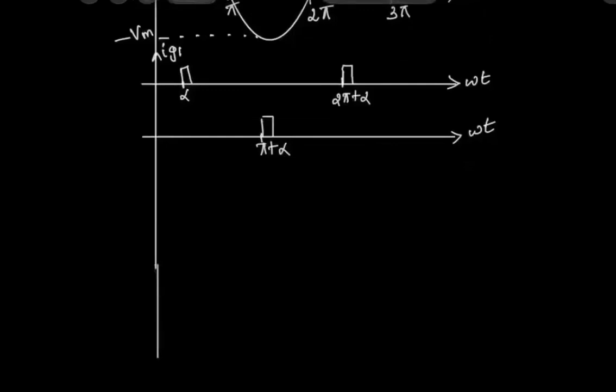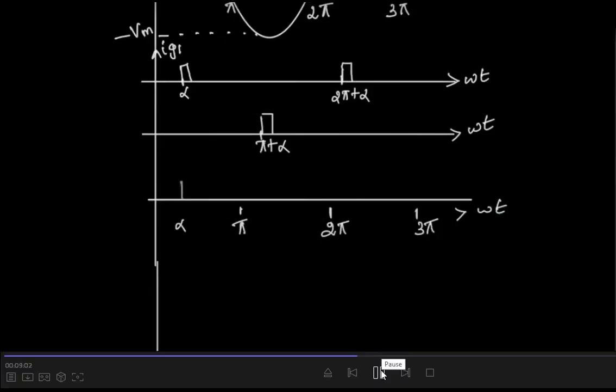Next, we are going to draw the output voltage waveform. So the output voltage waveform can be drawn by taking the possibilities, that is, from alpha to pi, T1 and D1 are in on condition, at which the output voltage follows the input voltage. The output voltage V0 is equal to Vs from alpha to pi.